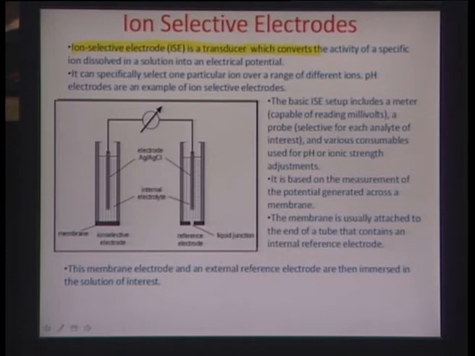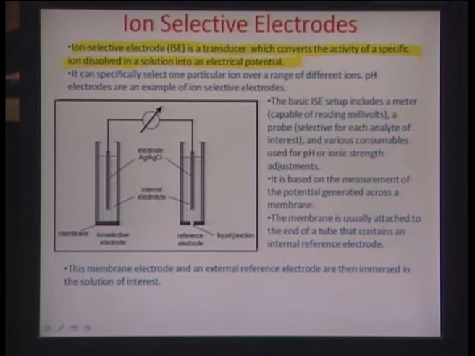So, essentially the ion selective electrode is a transducer which converts the activity of a specific ion of interest, okay, dissolved in a solution into an electric potential. So, even though there are more than one such ions in the solution, the ion of interest has to be specifically reported using an ion selective electrode.